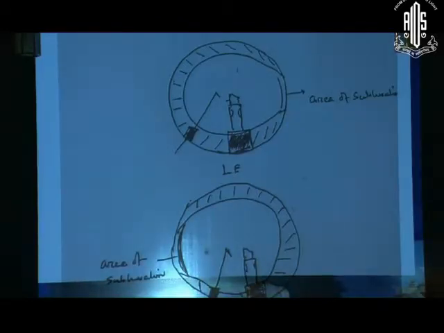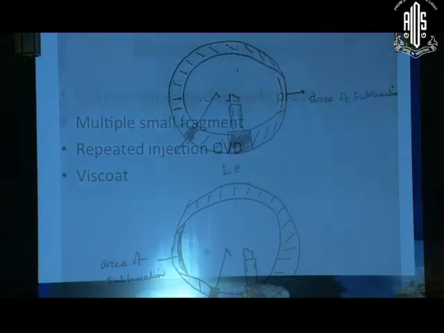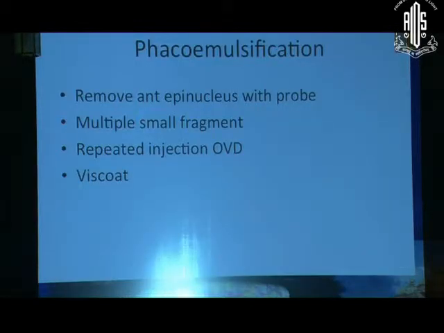Whenever you do phacoemulsification, it is better to remove the epinucleus with probe, fast, and in multiple small fragments, because your AC is very shallow. Use repeated injection of viscoelastic, and my preference in this type of case is definitely the viscoelastic Viscoat.